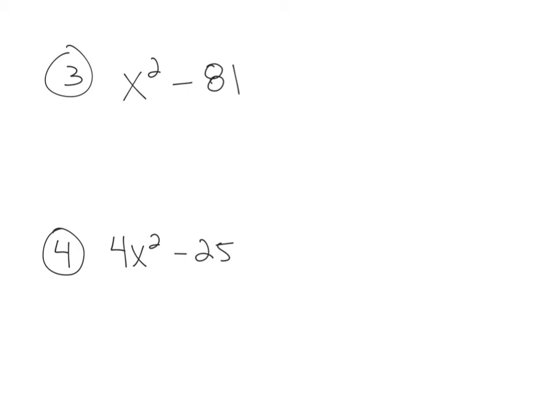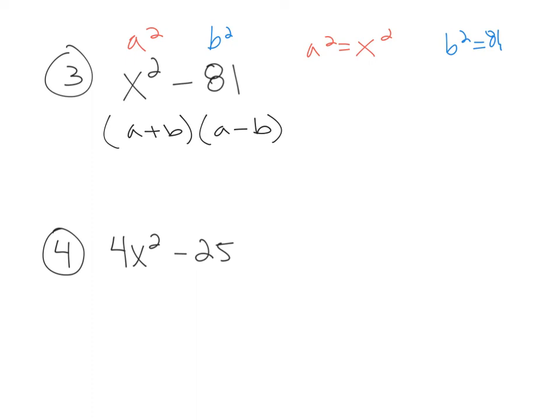Now, if I do play around with my formula a little bit, and I think of this term as being my a squared value, and I picture this term being my b squared value, I notice I have a squared is equal to x squared, and I also have b squared is equal to 81. Now, the formula tells me I need to write this as a plus b times a minus b. So in this situation, a is equal to x, and b is equal to 9. So I'm going to have x plus 9 and x minus 9.